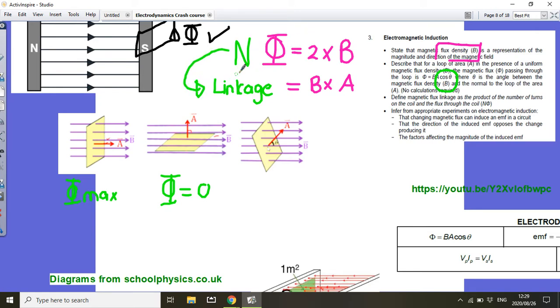Also remember there's no real calculations in this topic. You're going to have to use these equations to explain things rather than calculate. So magnetic flux linkage is just N times phi, as it is in the definition here. Magnetic flux linkage is just the number of turns times the flux.